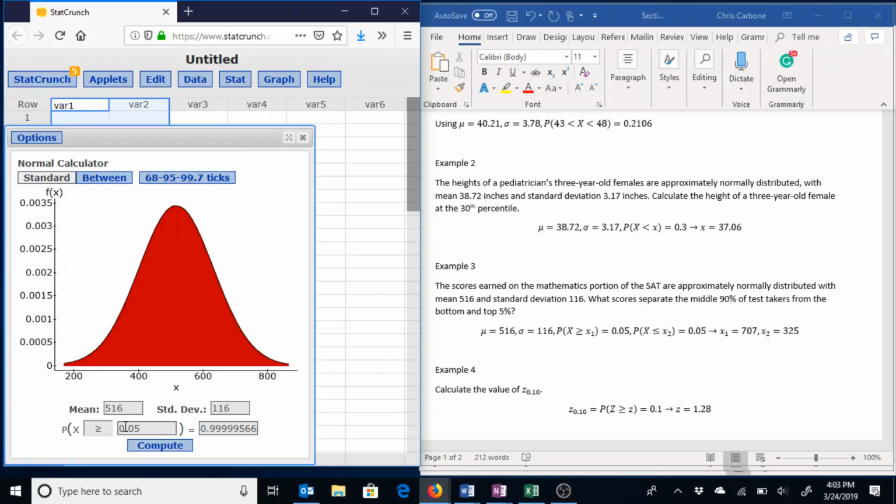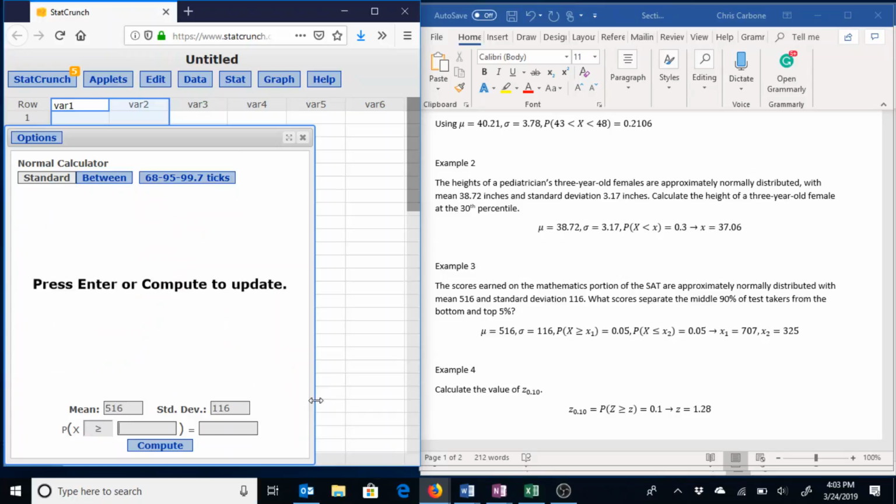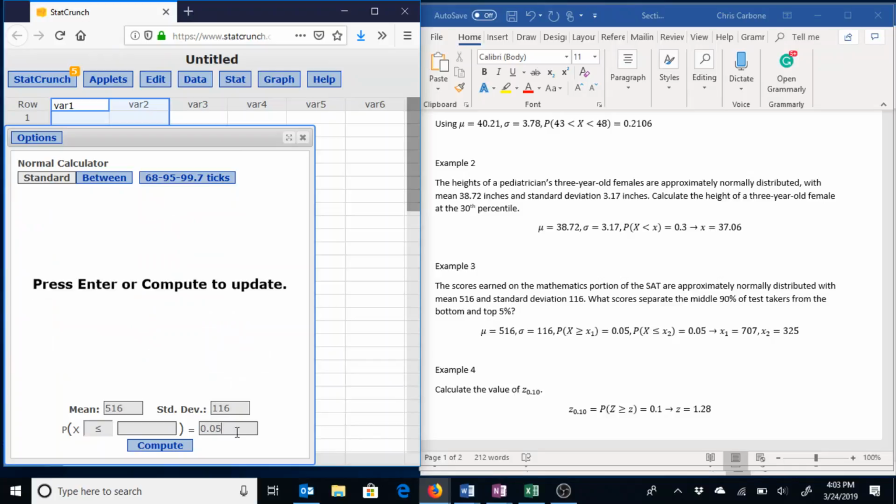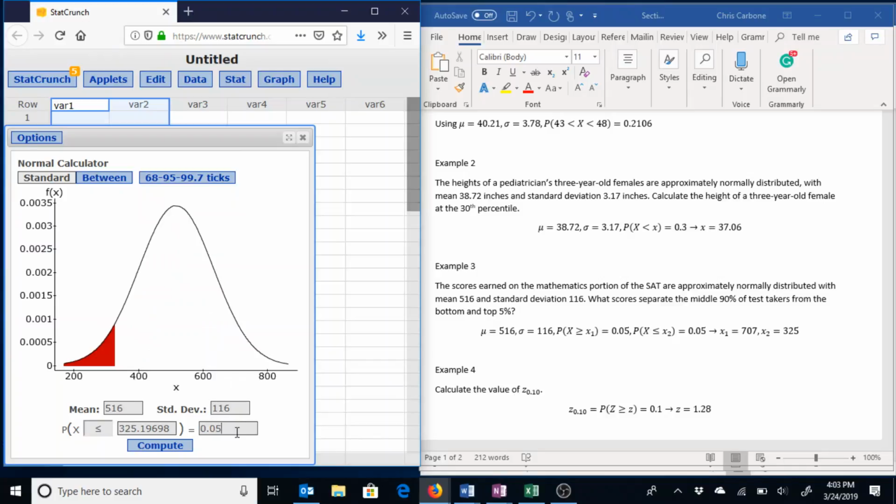which, for the top 5%, we want this probability equal to, not that value, 0.05 to go here. That top value is about 707. For the bottom 5%, we're going to change this to a less than or equal to, and this back to 0.05. That will give us the bottom value of about 325.